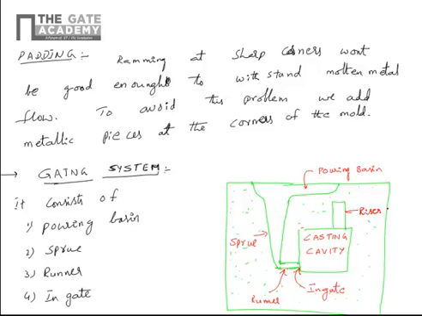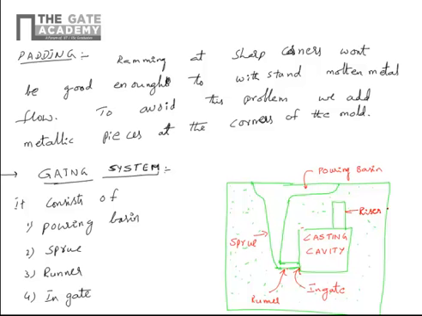The purpose of the pouring basin is to pour the molten metal into it. It will come along the sprue and enter the runner. It will enter the casting cavity through the ingate. Once this cavity fills, it goes to the riser. Once the entire casting is solidified, then the riser will solidify. So the riser has to solidify last.